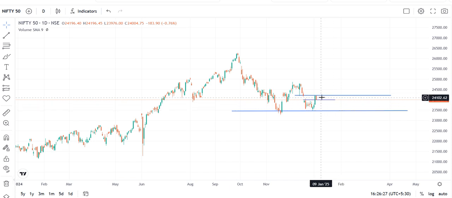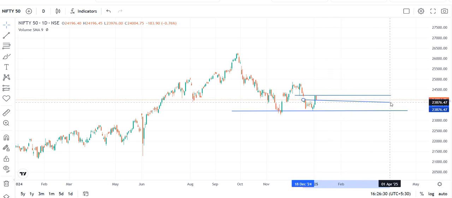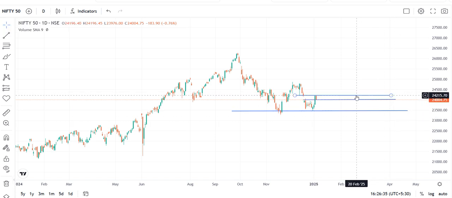All right, for the upper side, if it trades in this range only, what is that range? 24,200 and 24,000. So this is about 250 to 300 points, a very narrow range in that sense. So if it trades in this range, then one should not expect a very big move. Maybe on the downward side it will not give that much good opportunity either.